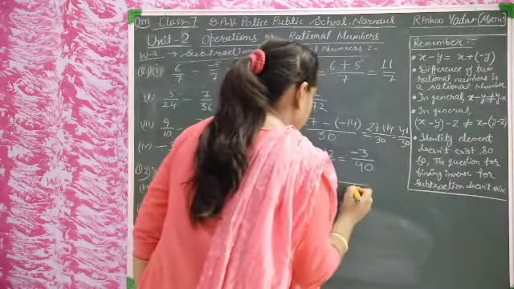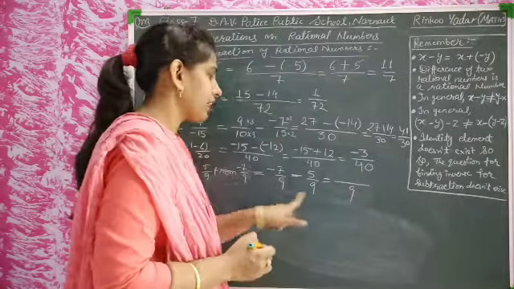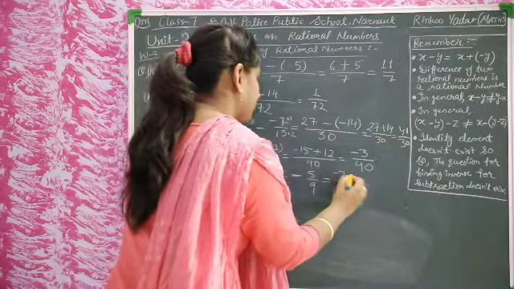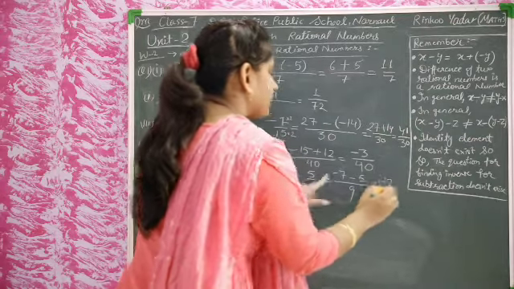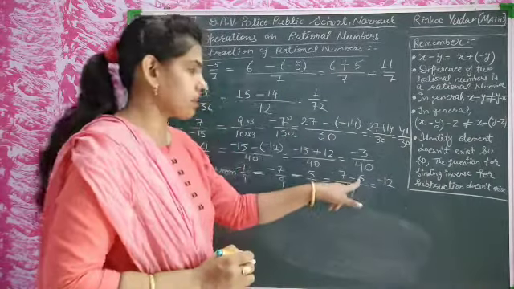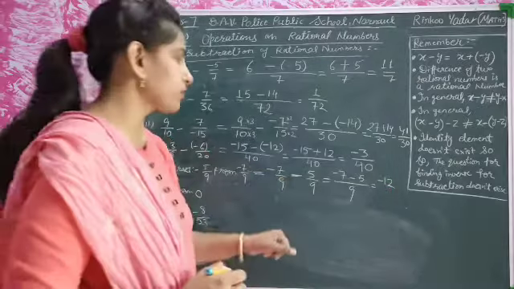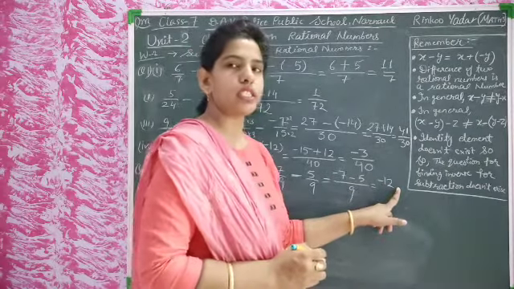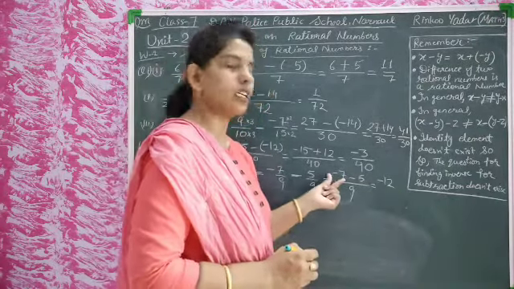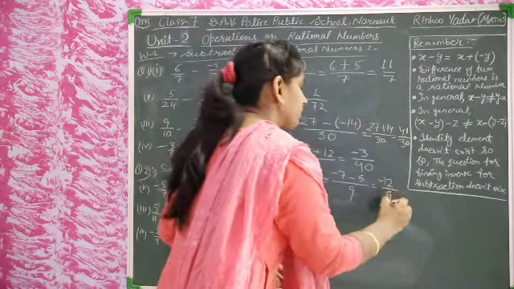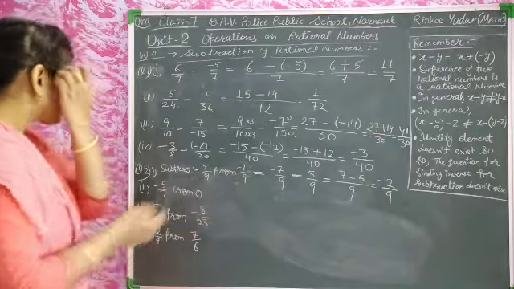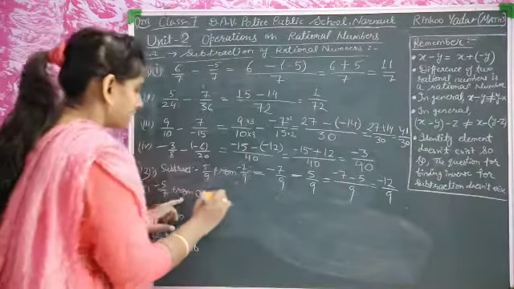Now the same process: taking the LCM first, minus 7, the numerators are minus 12. Same sign means we have to add: 7 plus 5 is 12, and they have the negative sign, the same sign. This is divided by 9. This is the answer. And the same in this.